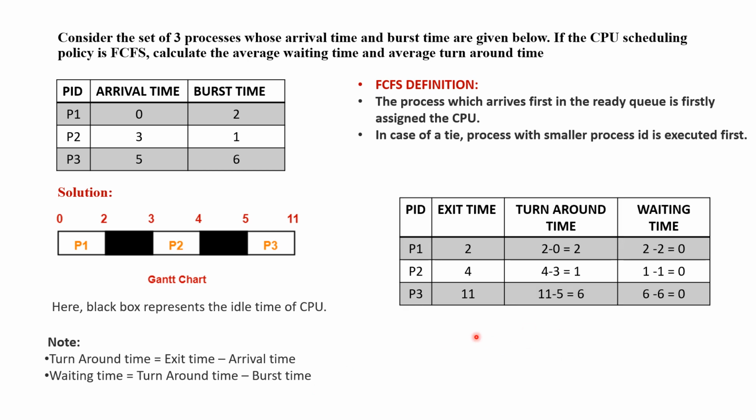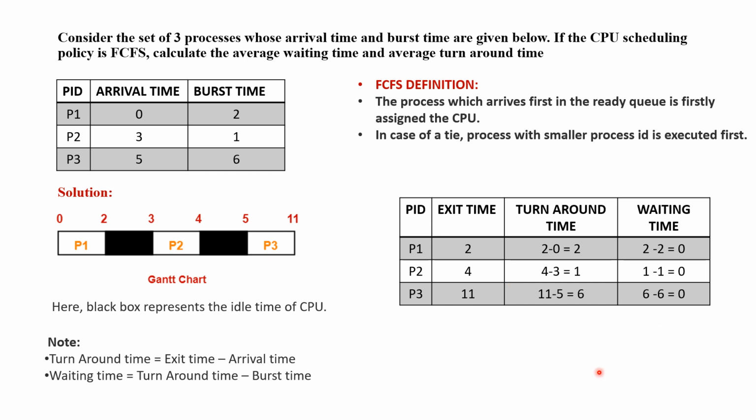Now we'll solve this problem. First we split the columns as process ID, exit time, turnaround time and waiting time. For process P1, what is the exit time? We have to look into the Gantt chart. The ending time of process P1 is 2. What is process P2's exit time? P2 ends at 4. And P3's exit time is 11. So we are writing the exit time for each respective process by using the Gantt chart.